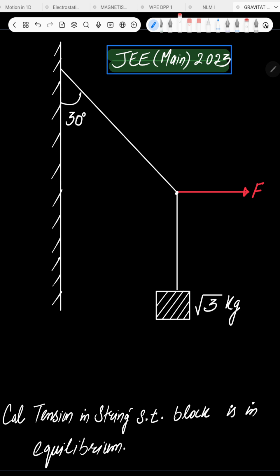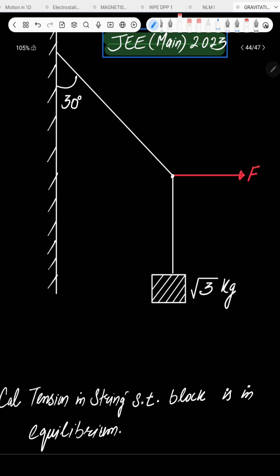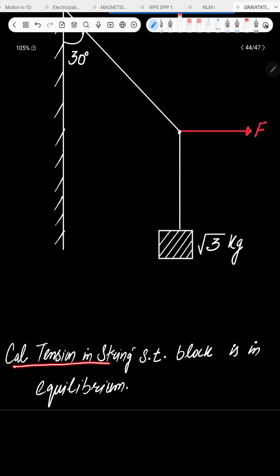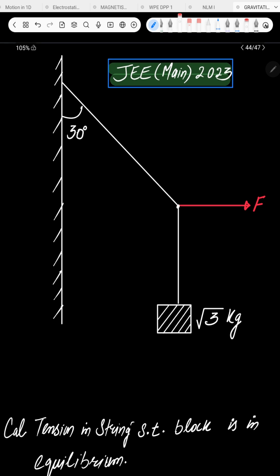Now what's the question? The question is this: calculate the tension in the string such that the block is in equilibrium. That's what you are supposed to calculate, and this question has been asked in JEE 2023. So let's try to crack this question.